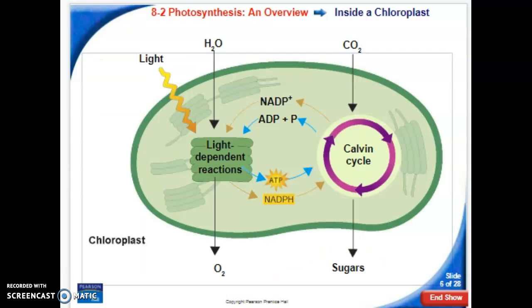Here's a picture of a chloroplast. Inside of the chloroplast is where this photosynthesis takes place, which is going to take the light in and the water in. And the first reaction is called a light-dependent reaction. And this is where it's going to release the oxygen. And then it goes into the second cycle of the photosynthesis, and that's where it's going to take in the carbon dioxide and release the sugars.